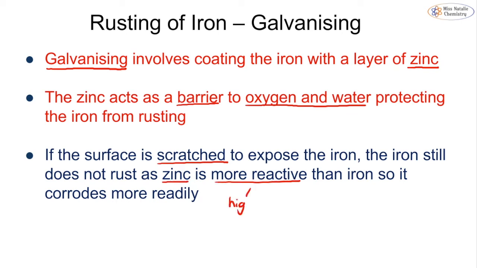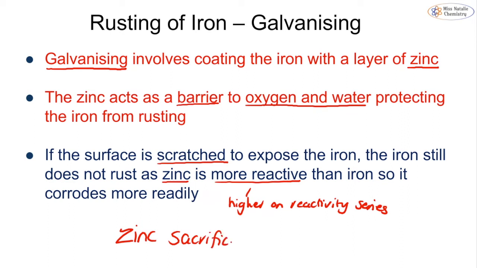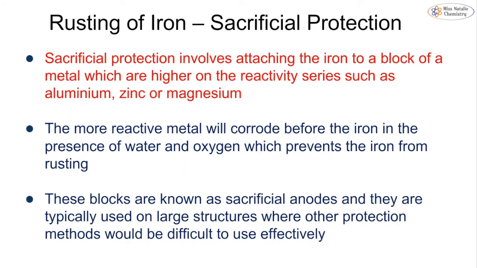It is higher on the reactivity series. And what that means is the zinc is more likely to react with the oxygen or with the water. So the oxygen or water would rather react with the zinc on the surface as opposed to the exposed iron. So the zinc sacrifices itself to protect the iron. So galvanizing is a form of sacrificial protection, which is the last method that we can use.